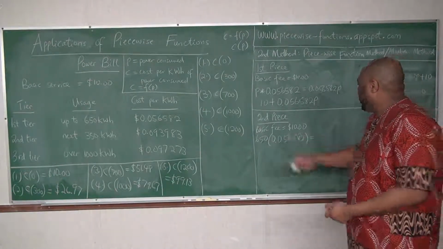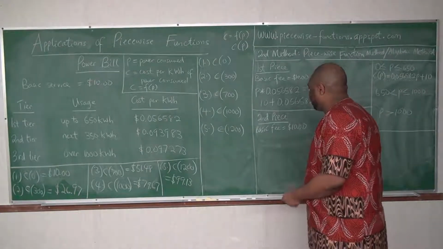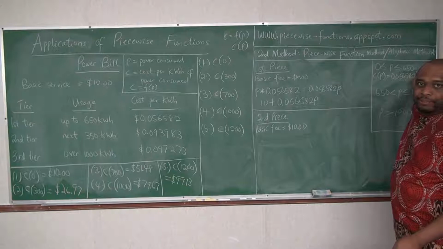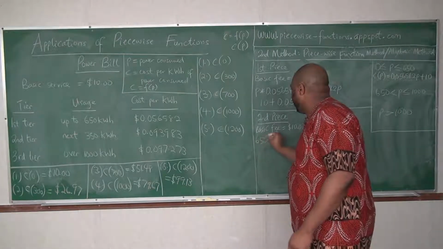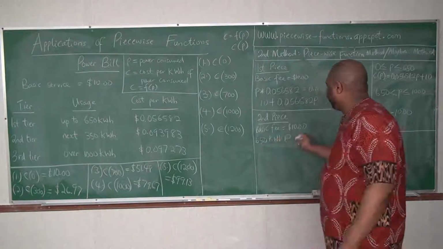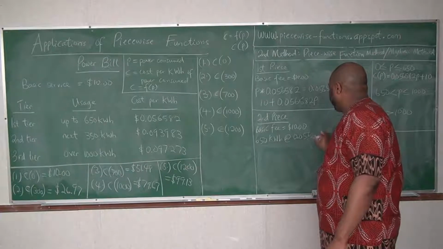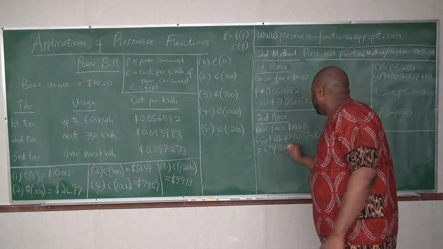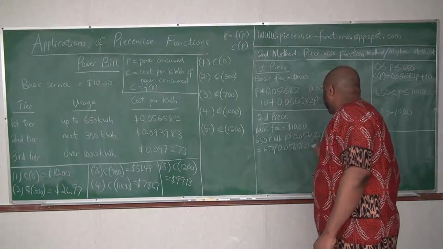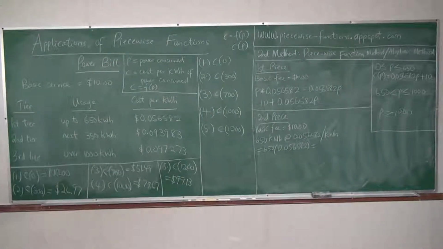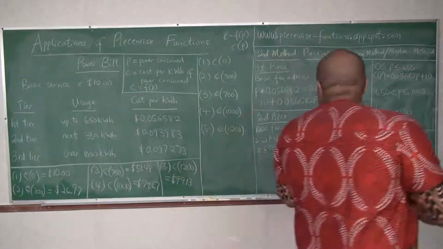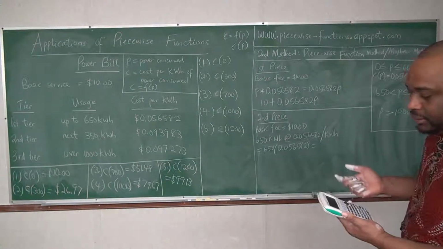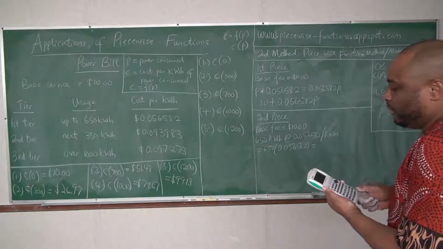That's the maximum amount you can pay for the first piece. Because before you get to the second piece, you must pass through the first piece. So 650, this is like saying the first piece's endpoint is 650. So 650 kilowatt hours at that rate, 0.056582 per kilowatt hour. So 650 times 0.056582. Yeah, this is what we just did.